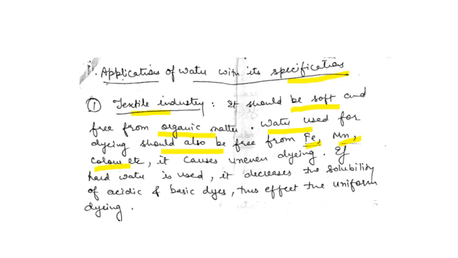It should be free from these. It should be checked before, because if it is there, it causes uneven dyeing. If hard water is used, it decreases the solubility of the dyes, thus affecting the uniform dyeing. So it's a main thing to be seen in the water when used in the textile industry. So these are the specifications required for the textile industry.